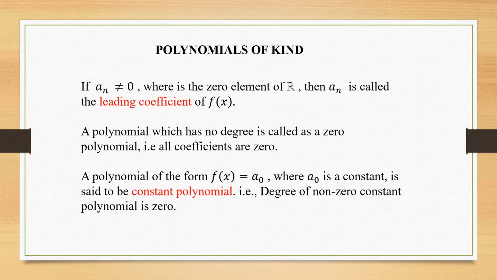Now let's get on to the kinds of polynomials. We have different kinds of polynomials. Let's start one by one. If an is not equal to 0, where 0 is the zero element of R, then an is called the leading coefficient of f of x. Clear? That is, an is the coefficient of the highest degree term. So that should not be equal to 0.